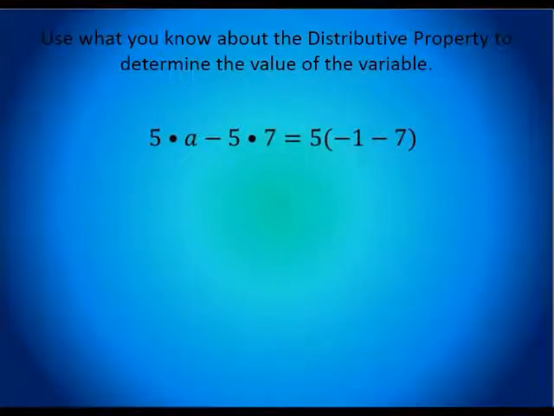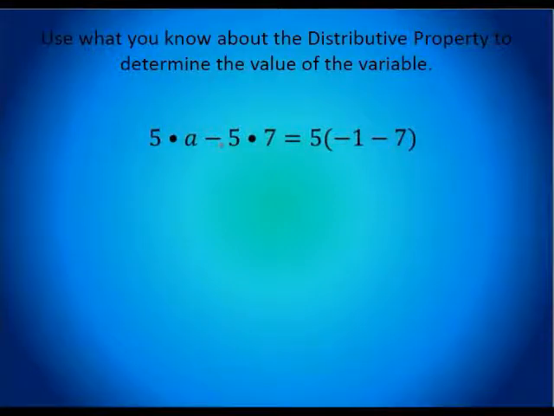Use what you know about the distributive property to determine the value of the variable. So what we're going to do here, we're going to look at how this was solved, and we want to figure out what is A equal to. Now let's go ahead and put them into the same format. We're either going to distribute this 5 out, or we're going to rewrite this with a grouping symbol. Let's do that method first. Let's figure out what this would look like with a grouping symbol.